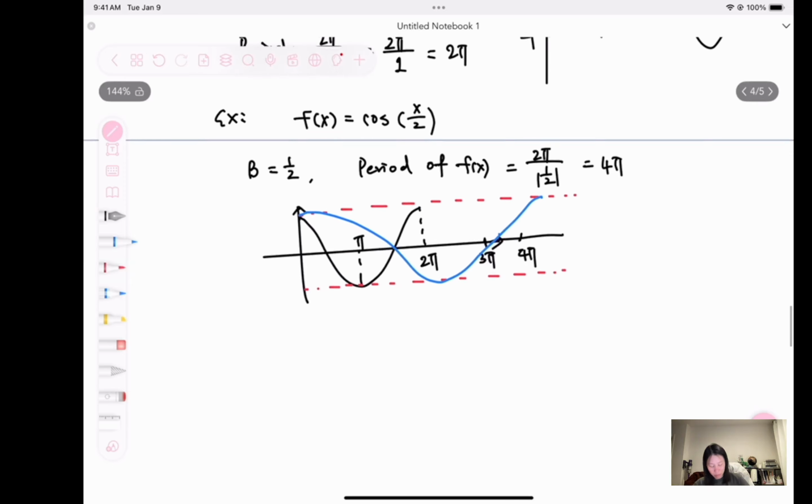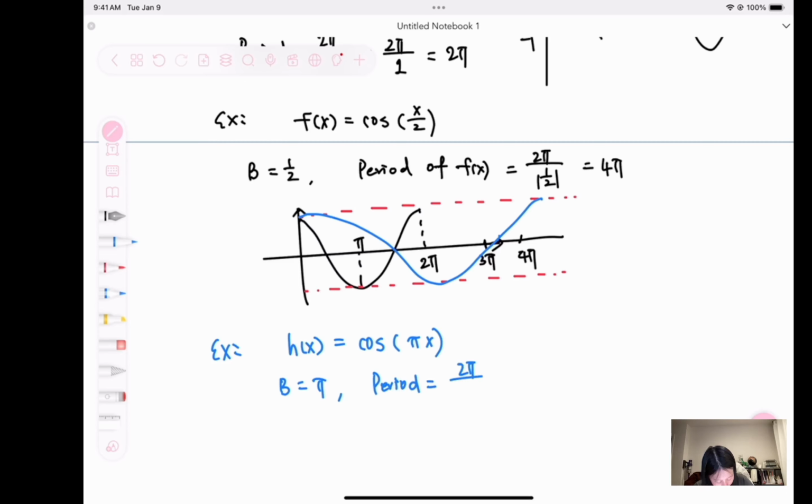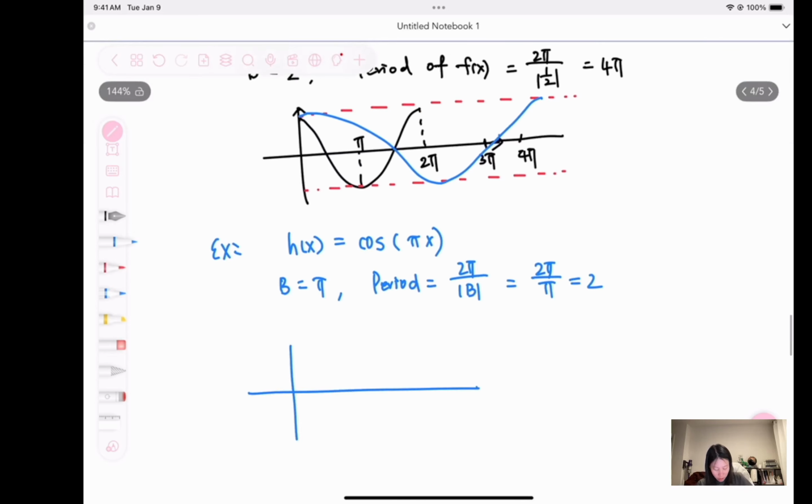All right, let's continue. Let's have another example. If I give you an x-axis, h of x, and it is cosine pi times x, what's the period of this function? In here, b is equal to pi. Remember that pi is a constant, which is equal to 3.14. It's not a variable like x, y, z; it's a constant, a specific number. Our period is equal to 2 pi divided by the absolute value of b, which is 2 pi divided by pi, which is 2. That means our cosine function is going to repeat at 2.